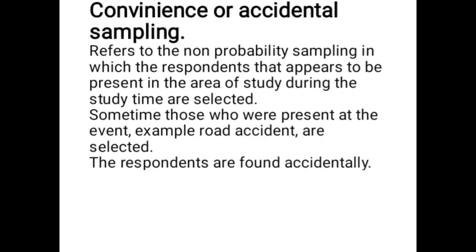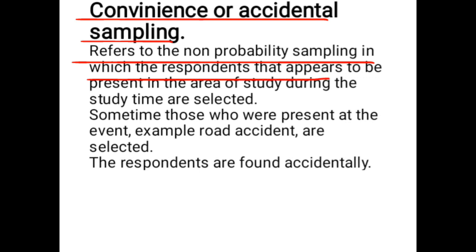So the last type of non-probability sampling under this session is convenience sampling, sometimes called accidental sampling. Now, what is convenience sampling? This refers to the non-probability sampling in which the respondents that appear to be present in the area of the study during the study time are selected. Those individuals that appear to be present during the study time at the study area will be selected as part of the sample.